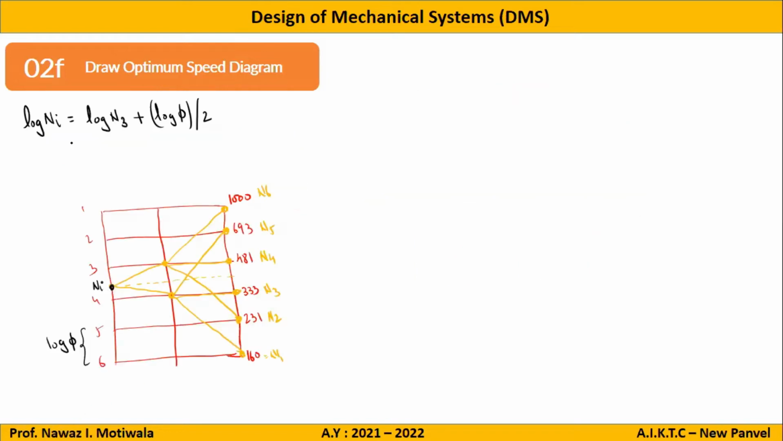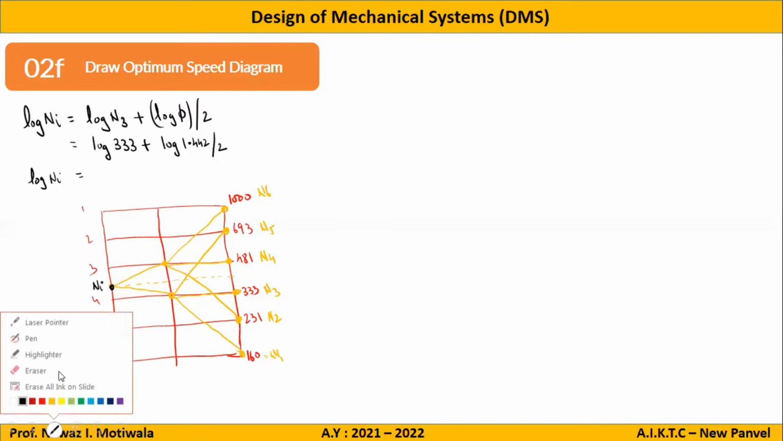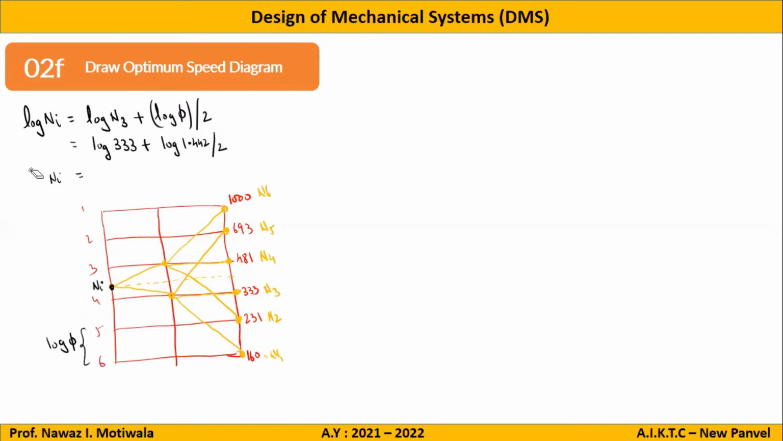No. So I will just substitute. It will be log of N3, N3 is 333, plus log of phi. What was phi? 1.442, divided by 2. Can you tell me this answer? What is log of Ni? Or directly tell me the value of Ni. I don't need the value of log Ni. Just give me the final value. What will be the value of the input speed? Sir, 400.